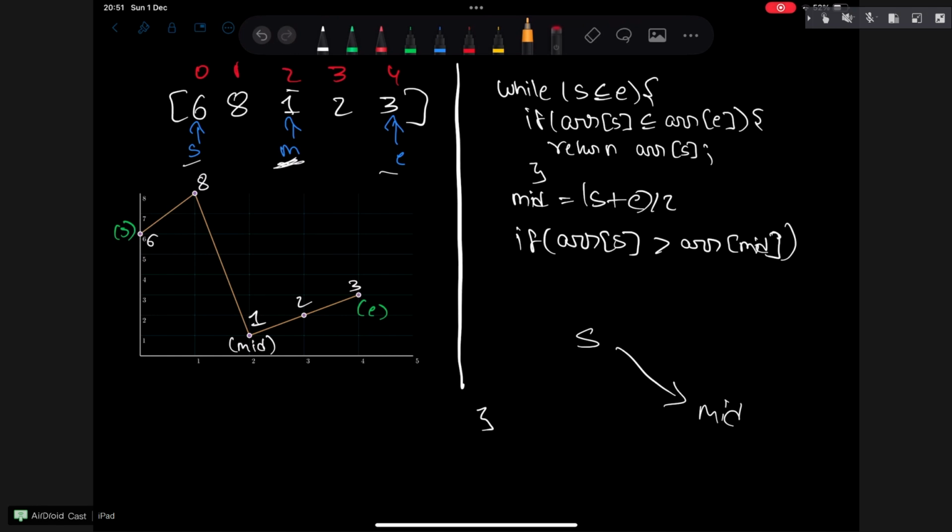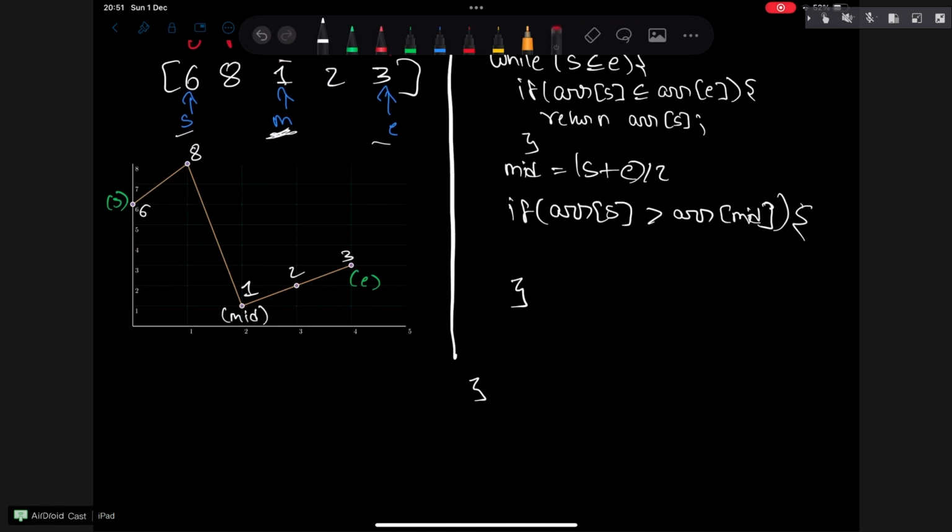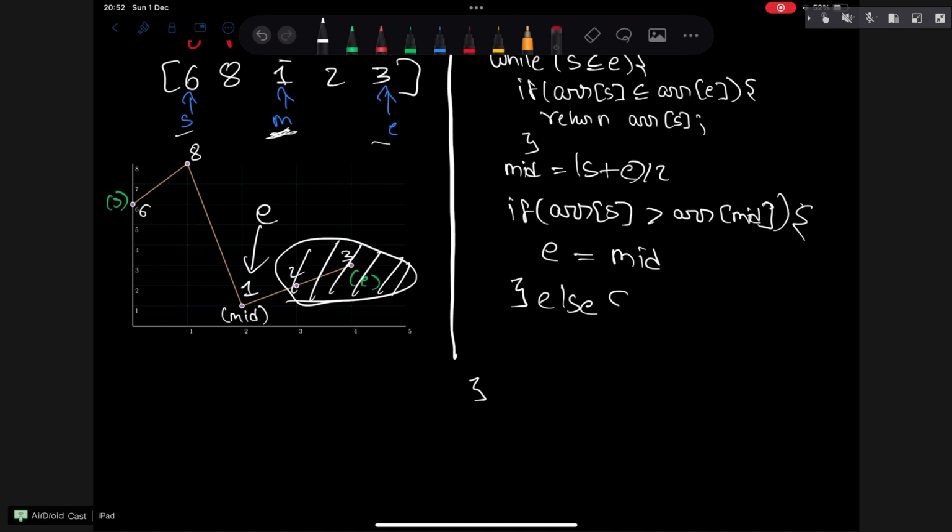Since the array is rotated, there will always be one valley, and that one valley we have found. In this case, if array of s is greater than array of mid, that means the right side can never be the answer. So we can exclude the right side of the mid and place the end pointer at mid. End is equal to mid. Otherwise, if that is false, we will do something else.